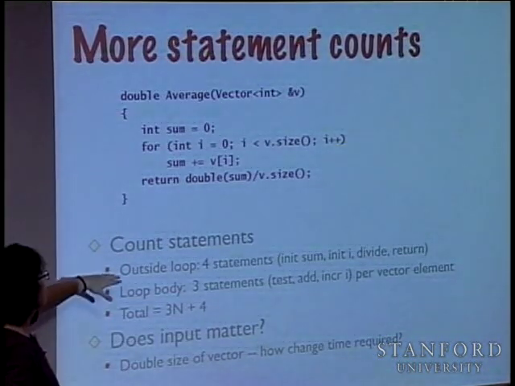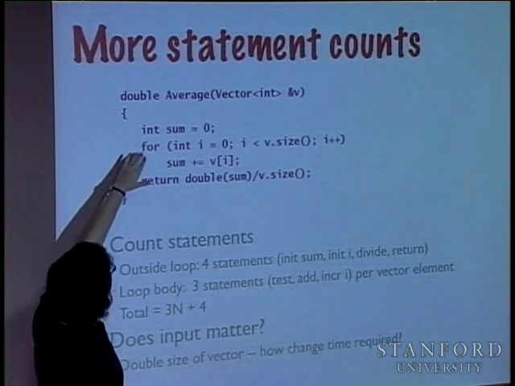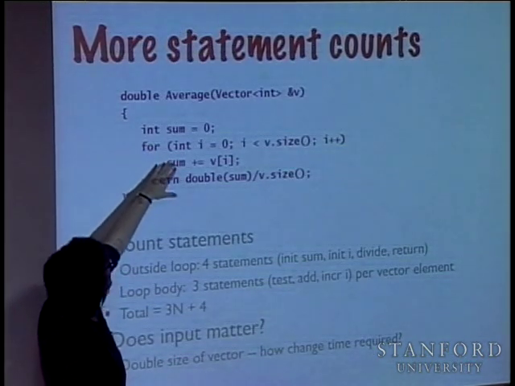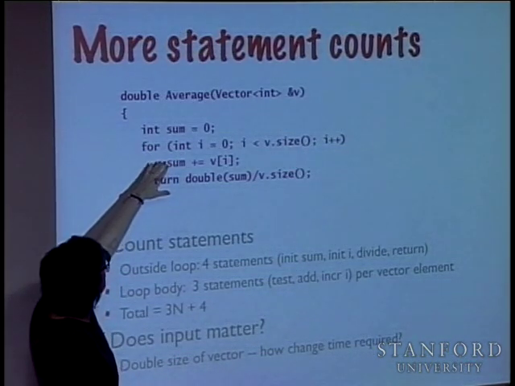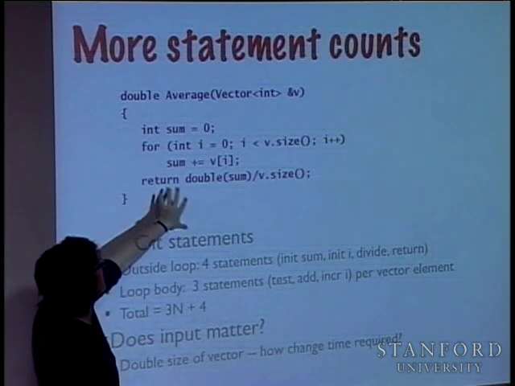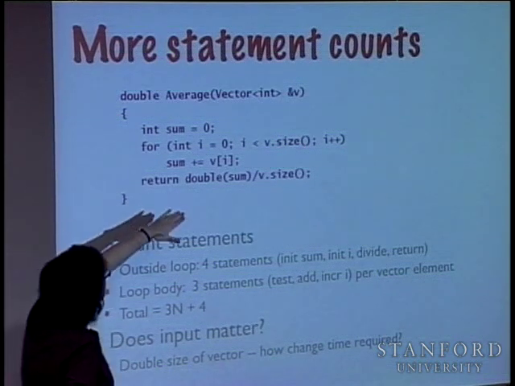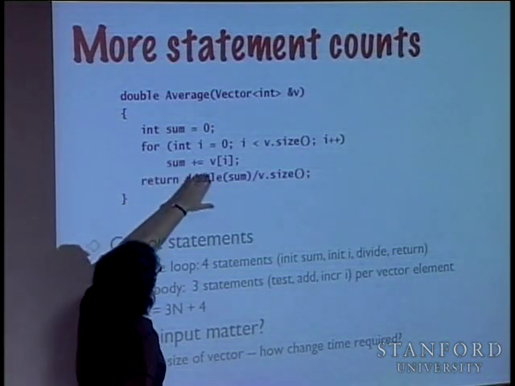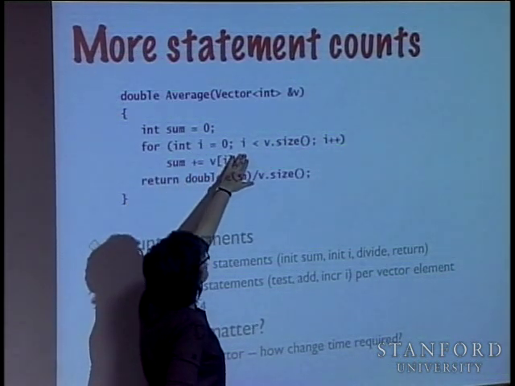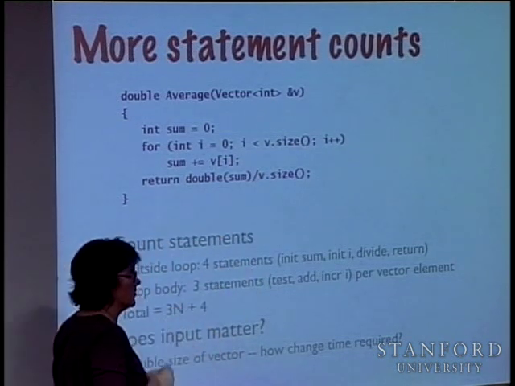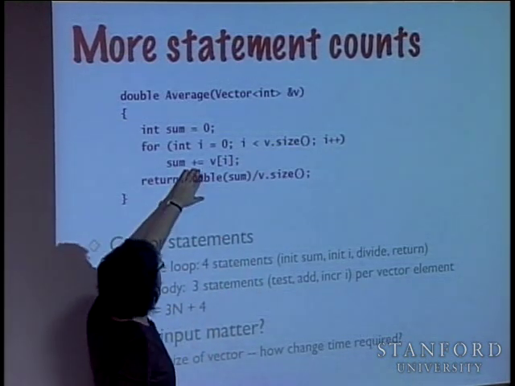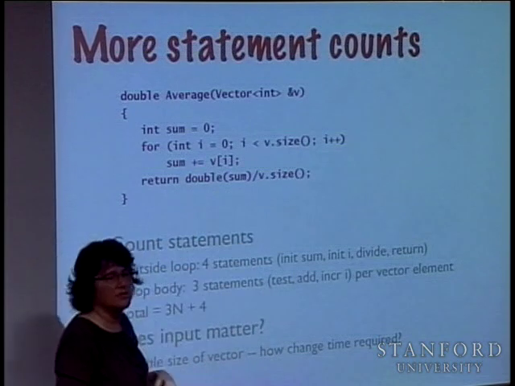So first, let's look at the things that are outside the loop. Outside the loop, we do things like initialize the sum. We initialize i before we enter the loop. We do this division at the bottom and this return. So there's about 4 things we do outside of the loop, 4 things we pay no matter what. Then we get into the loop body. Each iteration through the loop body does a test against i and the size to make sure that we're in range, does this addition into the sum, and then increments i.